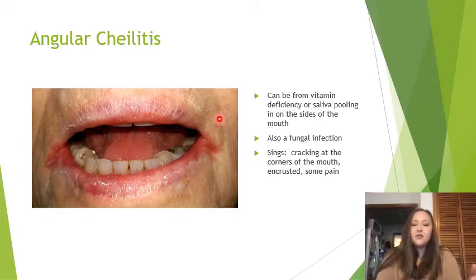And just like the other fungal infection, you're going to have some irritation. It's almost going to look like cracking on the sides of your mouth, almost like you have chapped lips. But it's going to be red and painful and encrusted. So you might have a yellow crusting on the sides, but it is very uncomfortable.